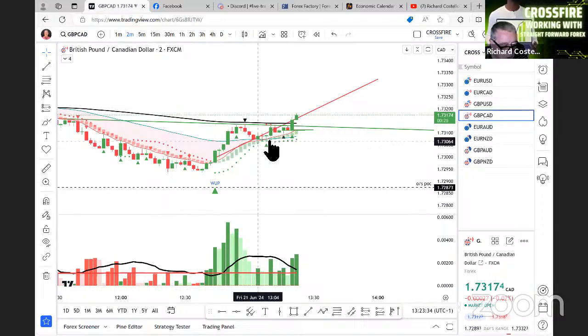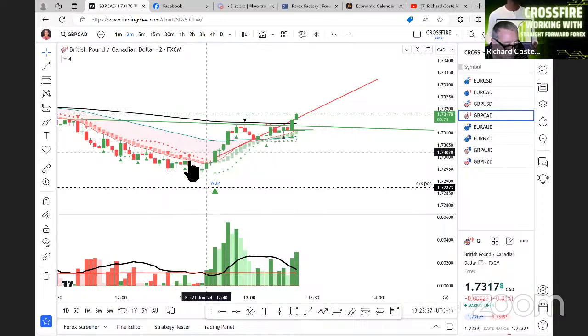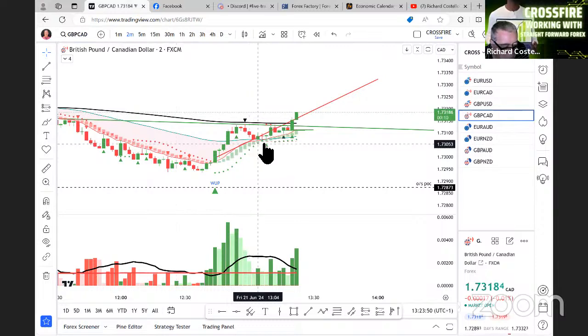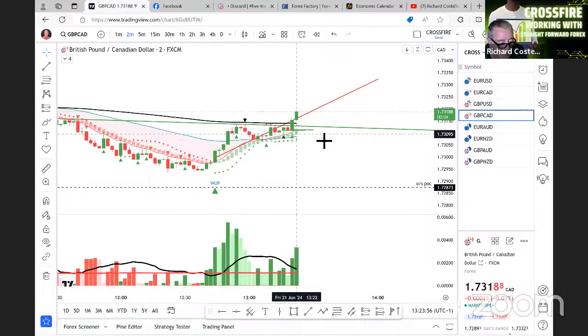It's actually just changed color because the red moving average and the green moving average have just crossed over. So we were in a downward movement at that point, and at this point, where we started to get the red line above the green line, a bit more positive upward movement.